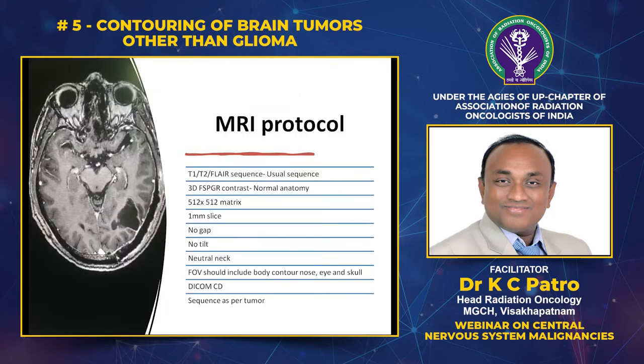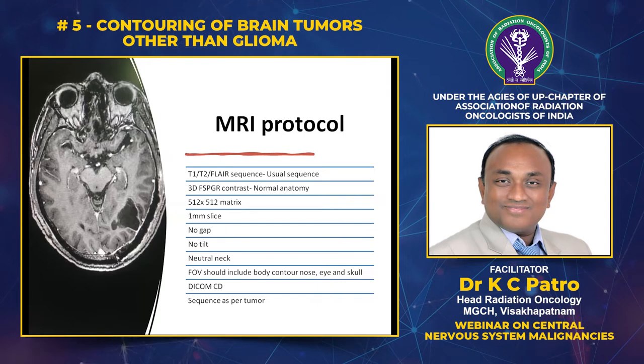When a brain tumor patient comes to us, we send the patient for an MRI. What MRI protocol do we send? We go for T1, T2, FLAIR sequence, that is the usual sequence. There is a gold sequence called 3D FSPGR contrast to know the normal anatomy. It is mostly useful for optic chiasm and optic pathway contouring. 512 by 512 matrix, 1 mm slice, no gap, no tilt, neutral neck, and the field of view should include the body contour from nose, eye, and skull. All these things should be in your MRI protocol or MRI prescription.